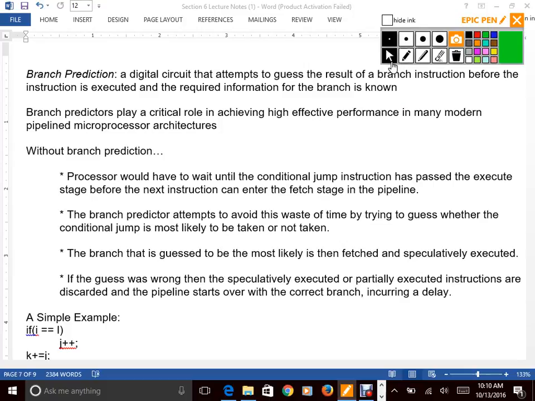And so a branch predictor is a digital circuit that attempts to guess the result of a branch instruction before the instruction is executed and the required information for the branch is known. So we take a guess. So there's a whole process of guessing. And that ties in because we have to wait from the cache, from the distributed memory for the directory protocol and the snooping to indicate what that value is going to be, update the value, and then run it.